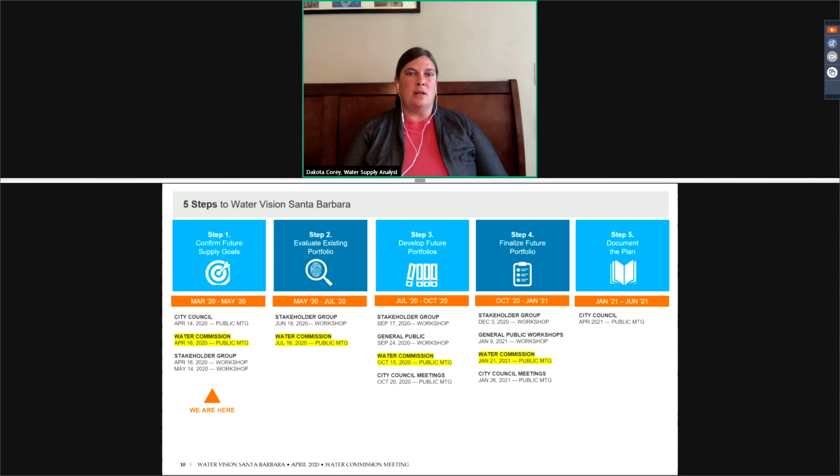You'll see in the lower left-hand corner that we're currently in step 1. There's a little orange triangle that says we are here. I also want to point out that we're going to be coming back to Water Commission to engage you in this planning process at least 3 more times at key decision points. We also have several other public meetings set up to engage the public and our city council throughout the process. At each time, we will provide an update on our stakeholder engagement efforts to help you reach a decision that you're confident in the end in recommending adoption of this plan. Next slide, please.